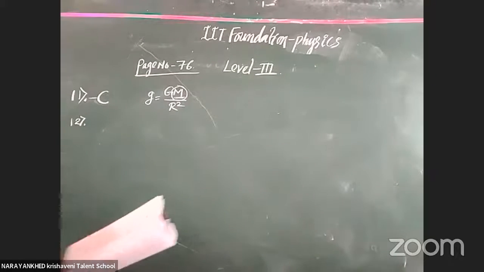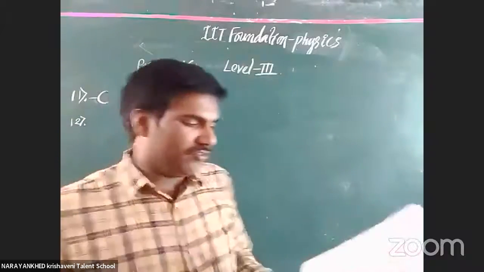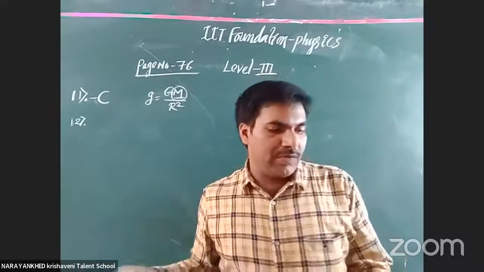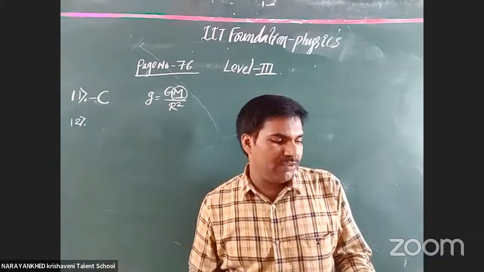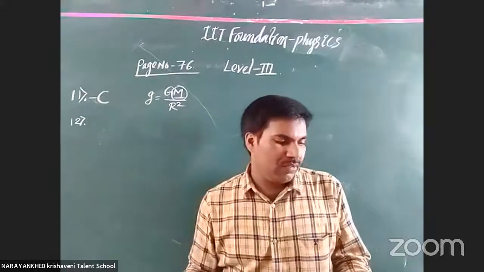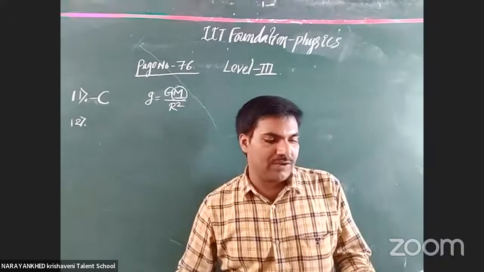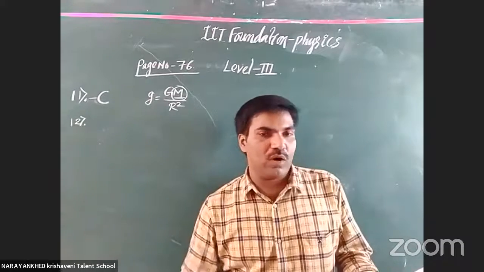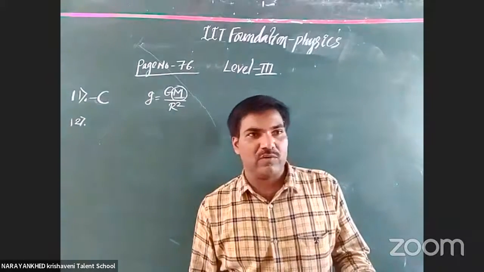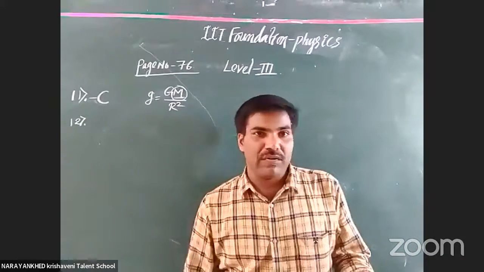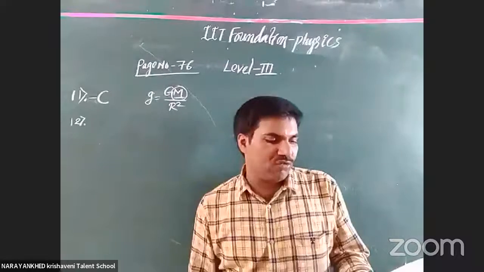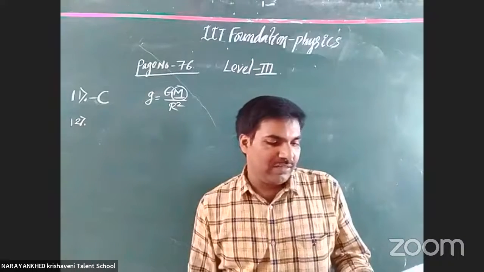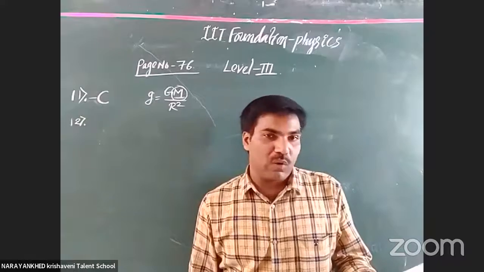12th question. To estimate the height of a bridge over a river, a stone is dropped freely into the river from the bridge. The stone takes 2 seconds to touch the water surface in the river. What is the height of the bridge from the water level?